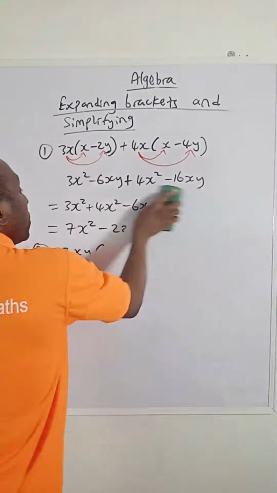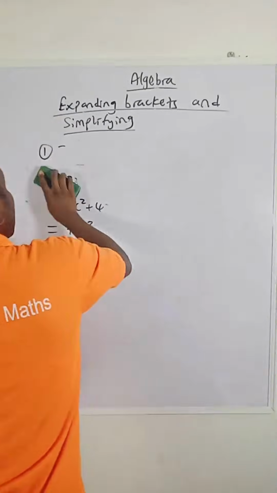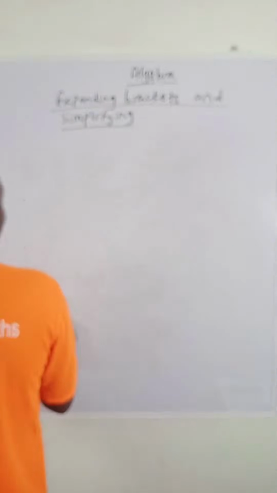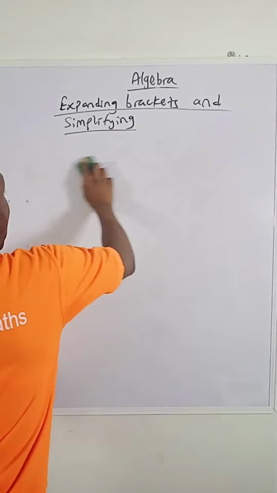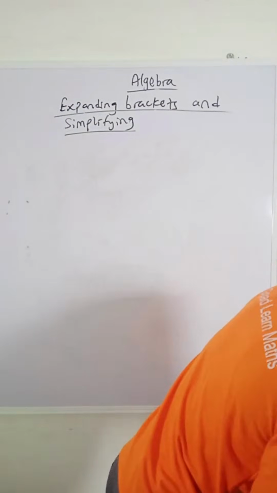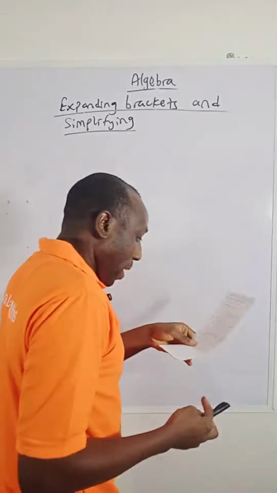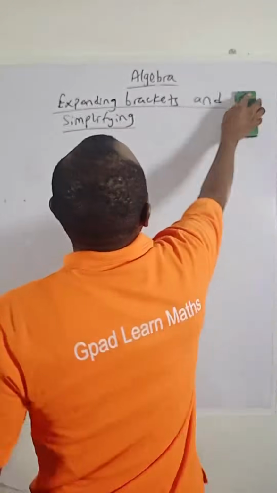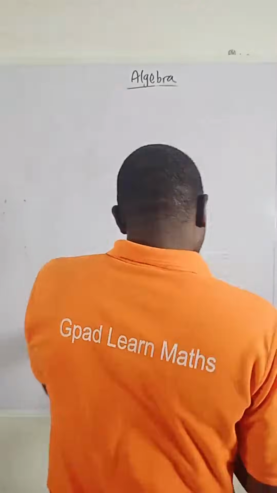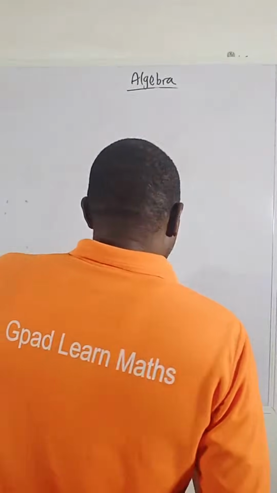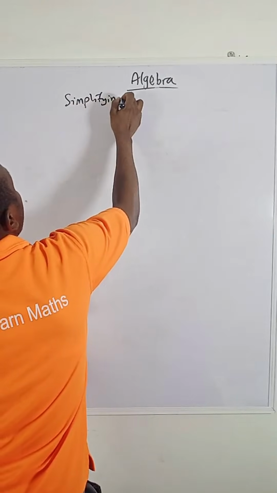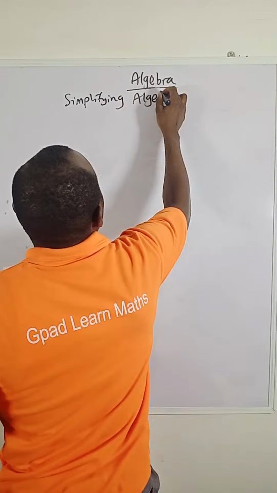So if you struggle with algebra, this is your last bus stop. This is where you get to understand everything on algebra. I got it covered, so let's move on. All right, we are done with this aspect of expanding brackets. This is how you expand brackets, and that is how you also simplify. So let's now talk about something slightly different, which is simplifying algebraic fractions.